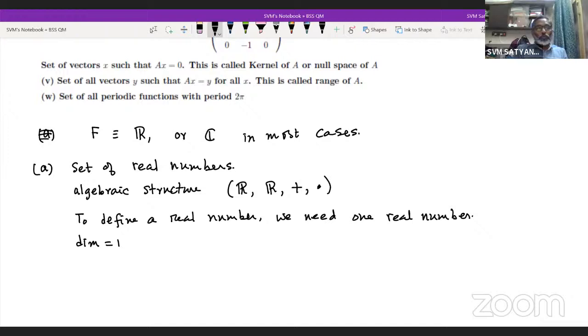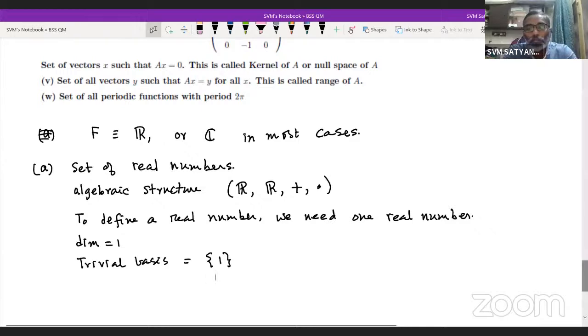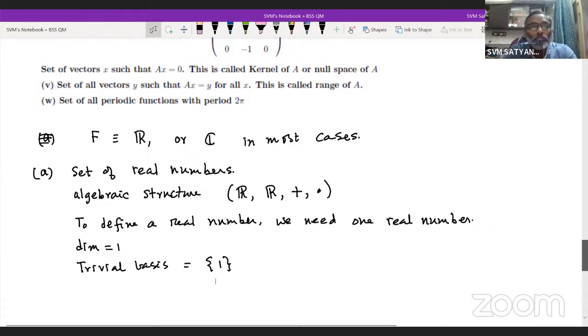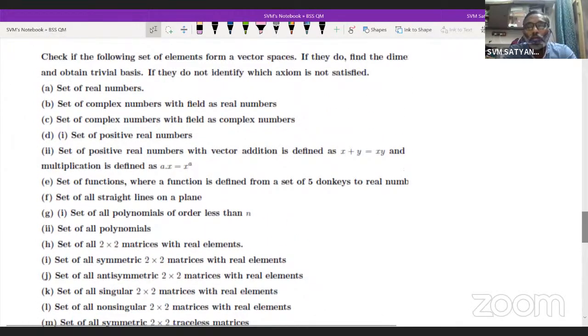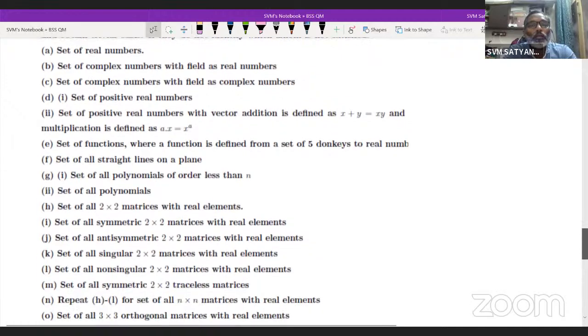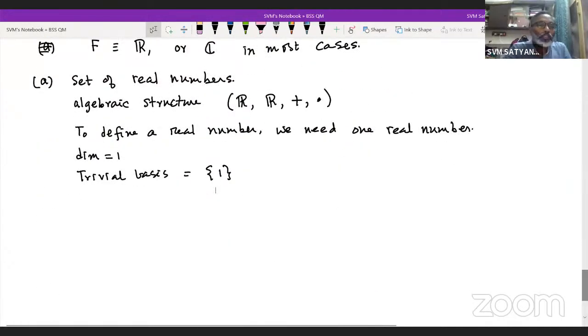Now, some trivial basis, that's what we are after. So the trivial basis in this case has only one element, right? That is 1. Because if you take any real number and multiply it with 1, you will get the same real number. So the trivial basis element is just 1. Okay, is this clear or any doubt in this?